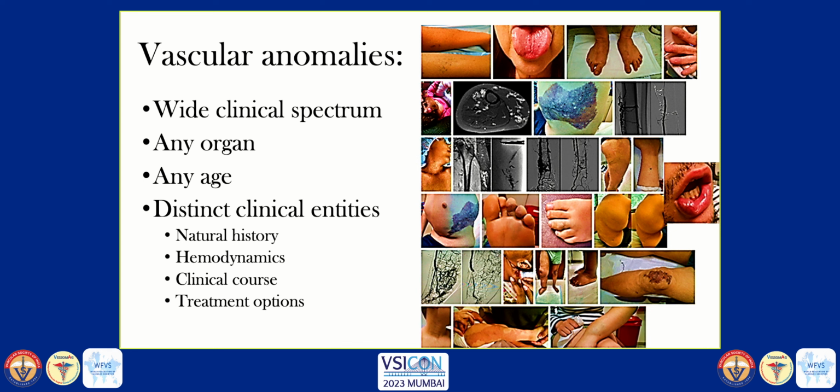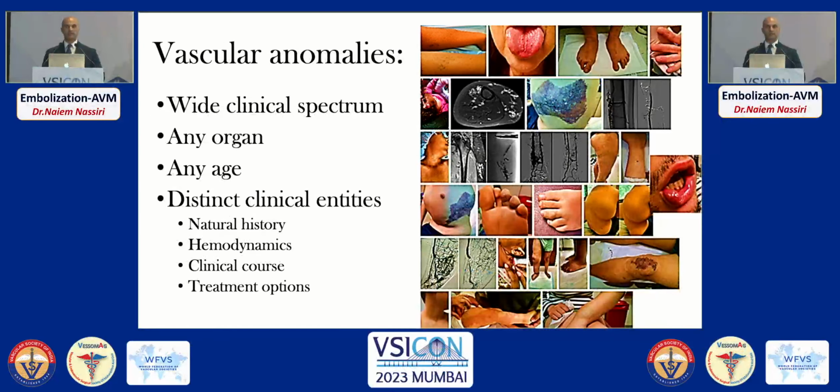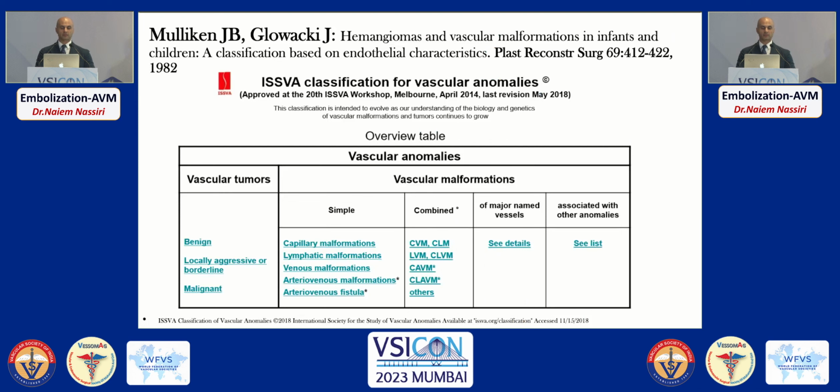For those of you who didn't attend the earlier talk, I think it's important to understand that vascular anomalies, which is the broad term, is a very broad clinical spectrum. It can affect any organ at any age. Each of these, based on their specific classification, are distinct clinical entities and have very idiosyncratic natural history and hemodynamic profile, and as a result, the treatment options vary. So it's very important what we call these things, and we should not be using haphazard terms like AVM or hemangioma to label these things. We have to be very specific.